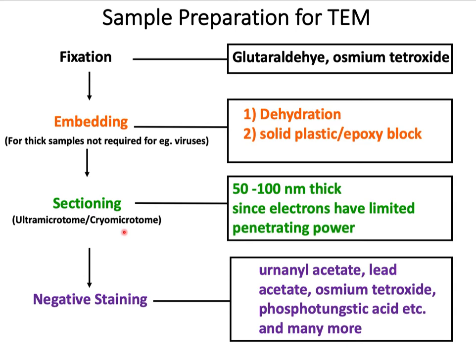After sectioning, the samples are stained with heavy metal stains such as uranyl acetate, lead acetate, phosphotungstic acid, and osmium tetroxide, which can also be used as fixative as mentioned earlier.